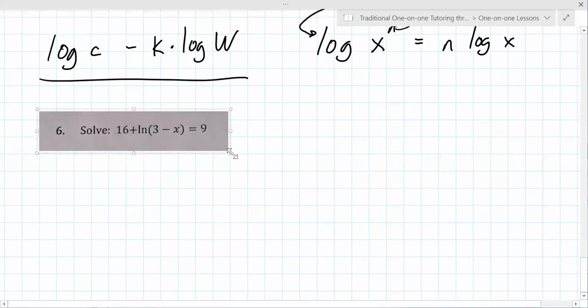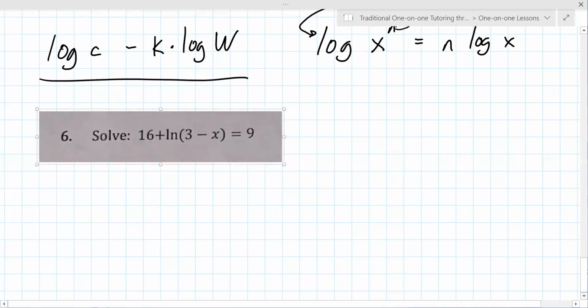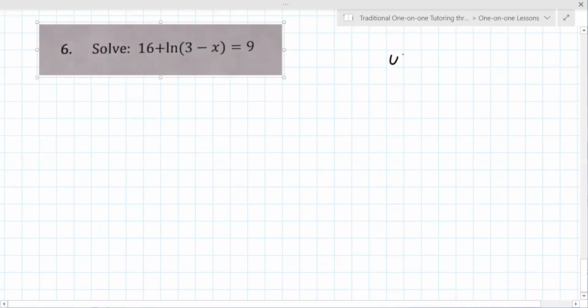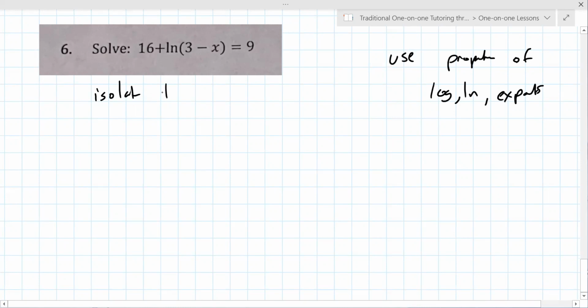All right. So solve this. So you're going to use properties of log, ln, and exponents to do this. Okay. So here you want to isolate the ln of 3 minus x. So you want to isolate that. So see how you're adding 16 on this side. You want to subtract 16 from both sides of the equation.